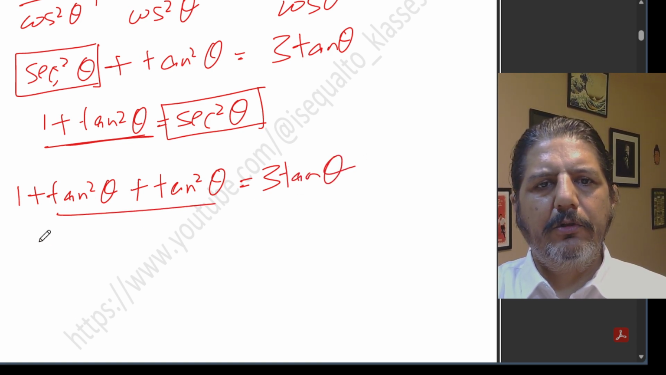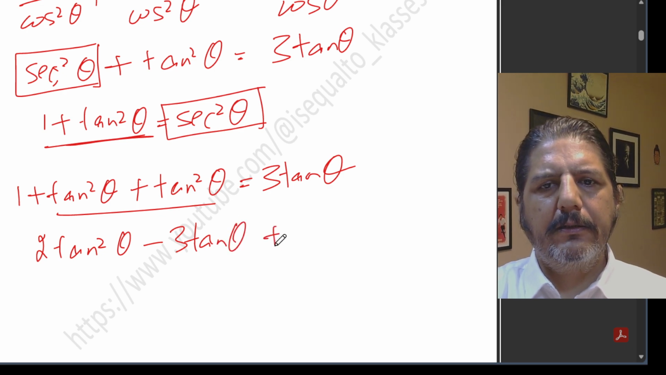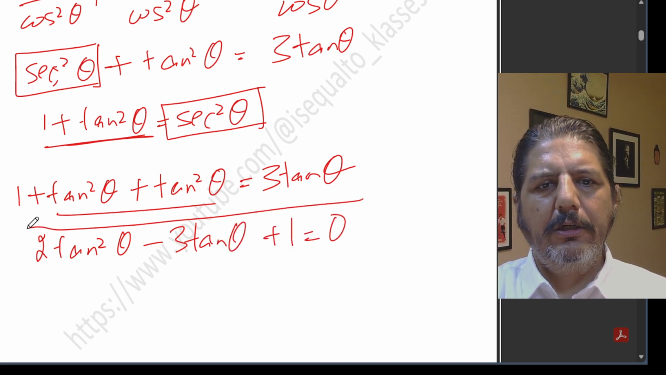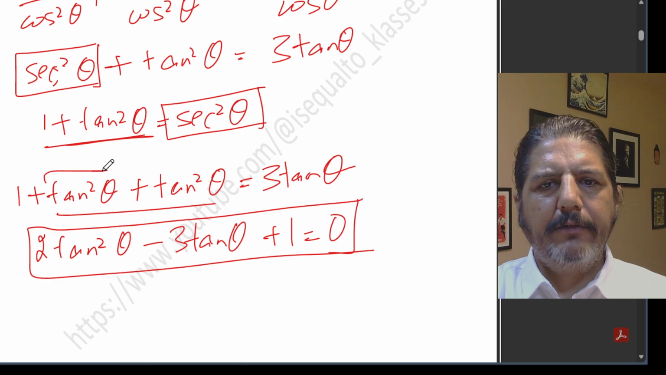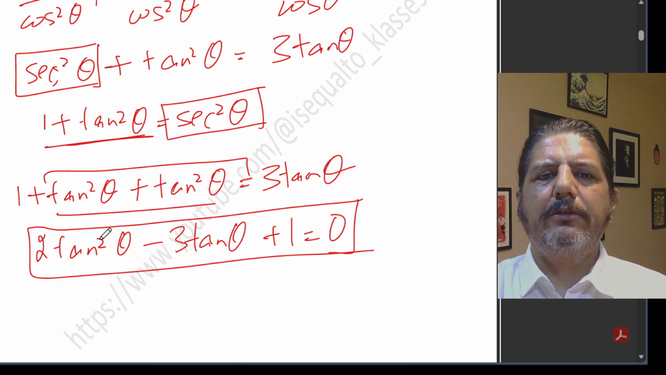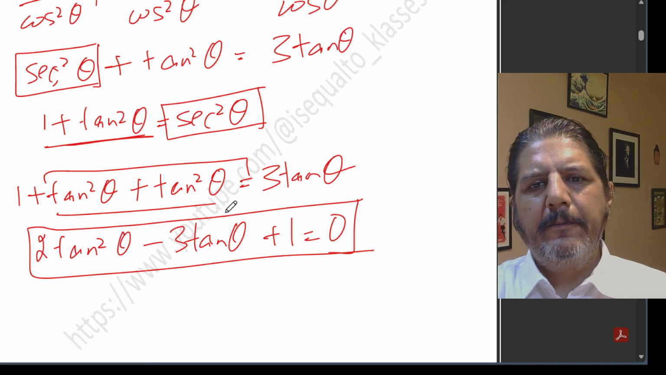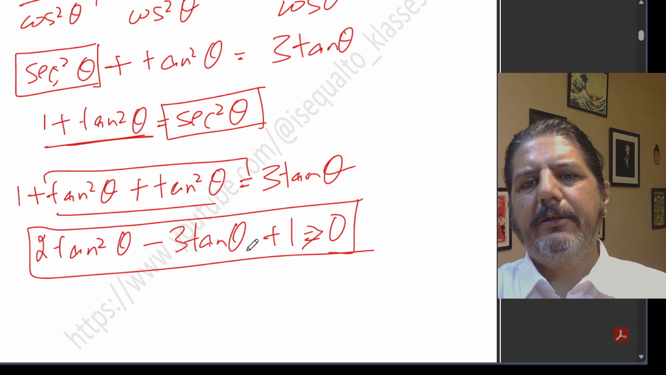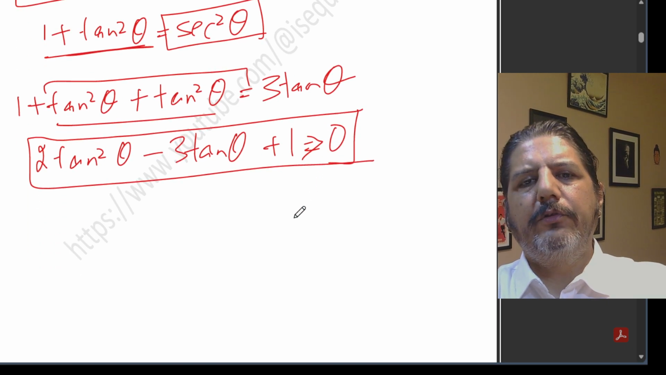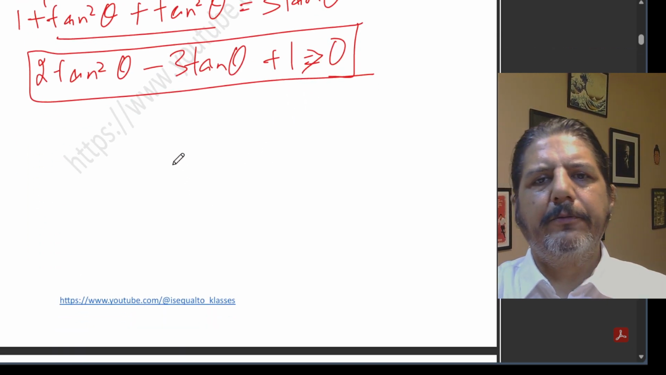So, this will be equal to 2 tan square theta minus 3 tan theta plus 1 is equal to 0. What I have done is, I have taken this tan square theta plus tan square theta. This is 2 tan square theta. This 3 tan theta will come on the left hand side and this is 1. So, 2 tan square theta minus 3 tan theta plus 1 is equal to 0. So, this is basically a quadratic equation.